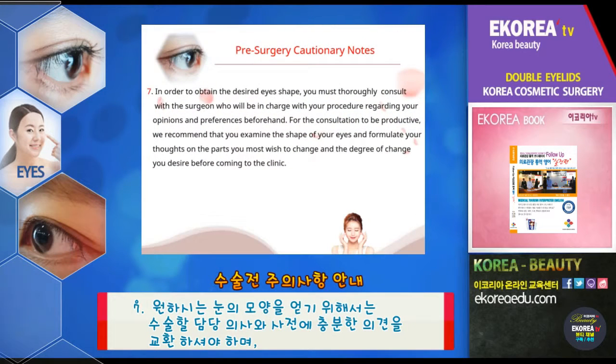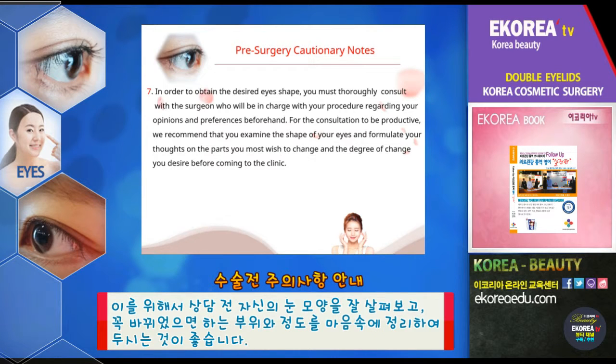7. In order to obtain the desired eye shape, you must thoroughly consult with the surgeon who will be in charge of your procedure regarding your opinions and preferences beforehand. For the consultation to be productive, we recommend that you examine the shape of your eyes and formulate your thoughts on the parts you most wish to change and the degree of change you desire before coming to the clinic.